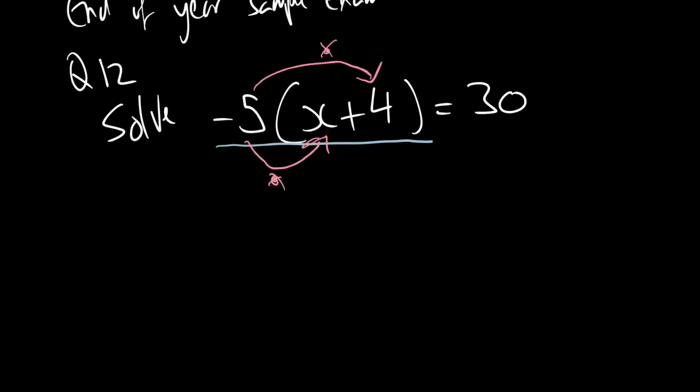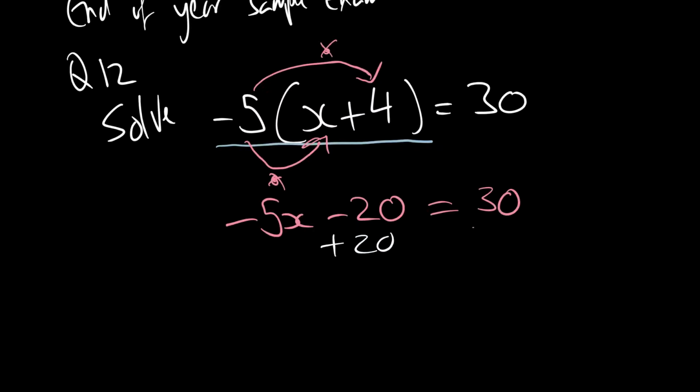When we multiply minus 5 by x, we have minus 5x, and minus 5 multiplied by 4 is minus 20, and this is equal to 30. The next thing we need to do is remove this minus 20 from this side, so we have the x alone. How do we remove it? It's as simple as adding 20 to both sides. In essence, you change this sign to a plus and move it to the other side.